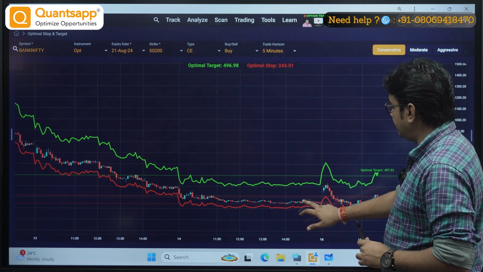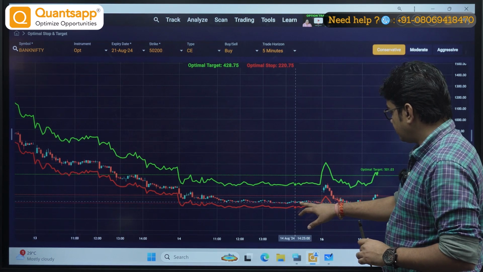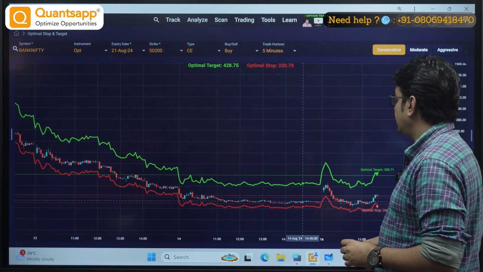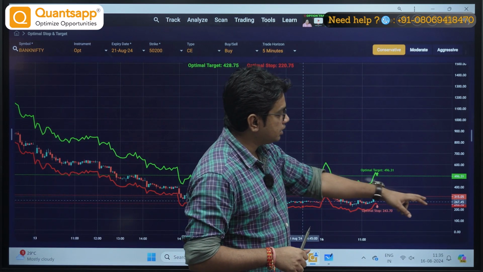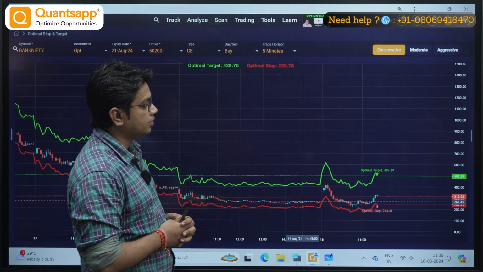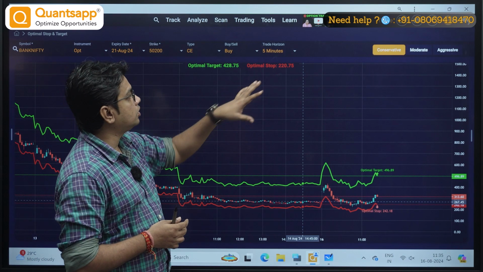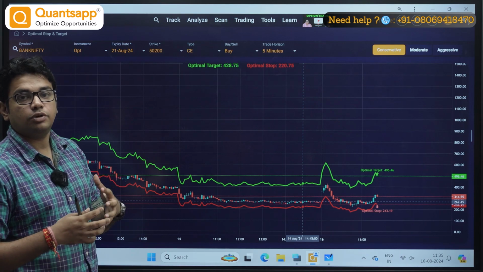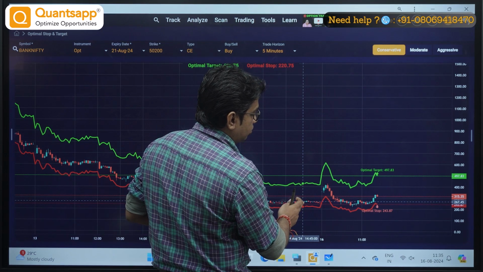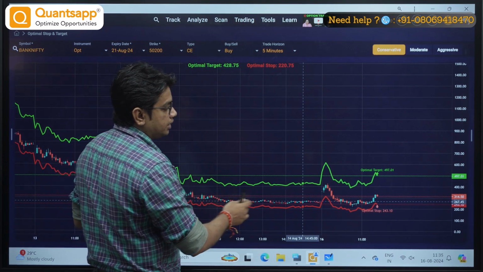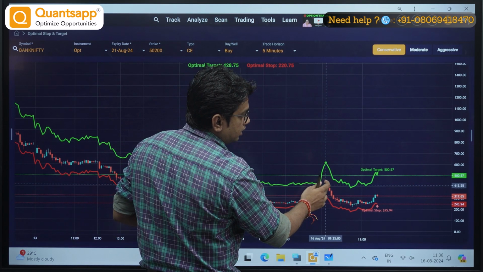Now here you can see at any particular time, at any particular level. So let's just say on 14th August, the time is 14:45. Now here you can see my optimal target over here. At that point of time, the current price was 315. Now for 315 price, the optimal stop loss was 220 and the target was 428. So if you are placing the buy order over here, the optimal target will be 428, and you can achieve it if it is moving in that particular direction.